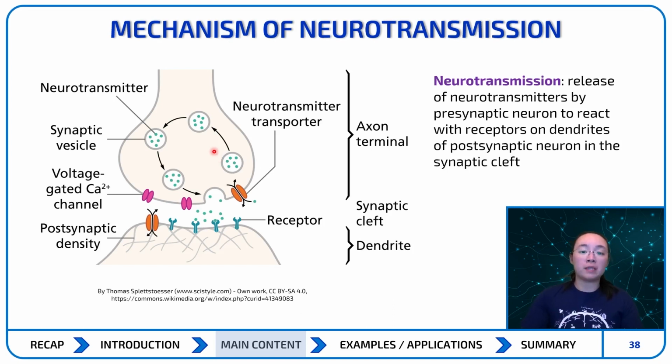What usually happens is calcium enters the axon terminal during an action potential, and it causes the release of those neurotransmitters into the synaptic cleft right here. The synaptic cleft is the little space or the gap between the axon terminal and the next neuron's dendrite.